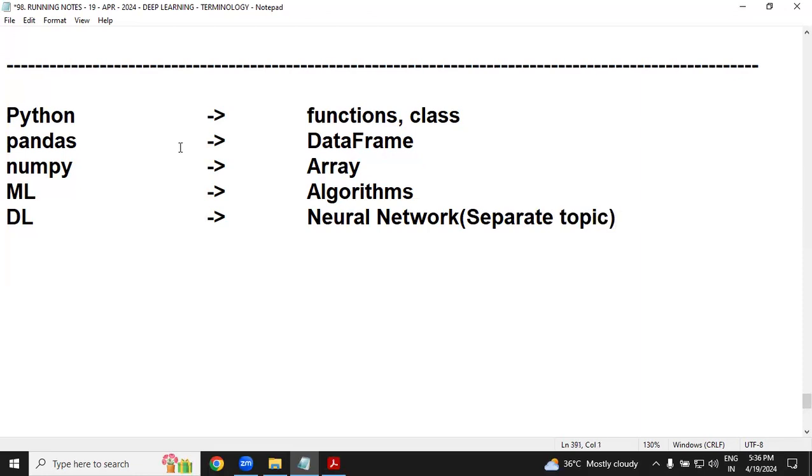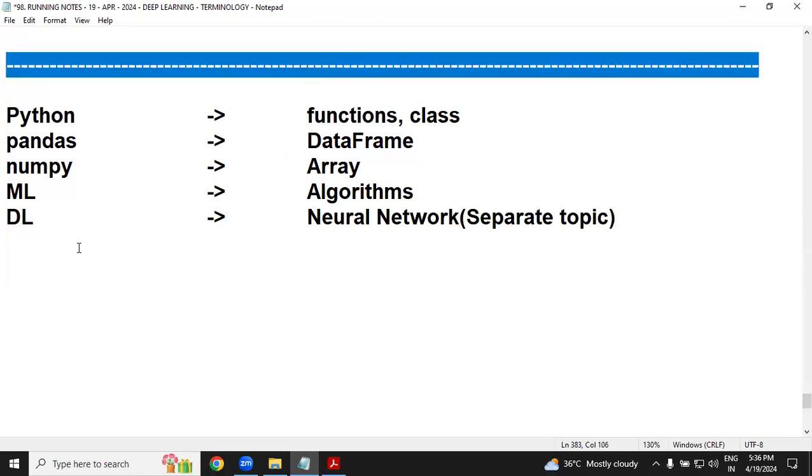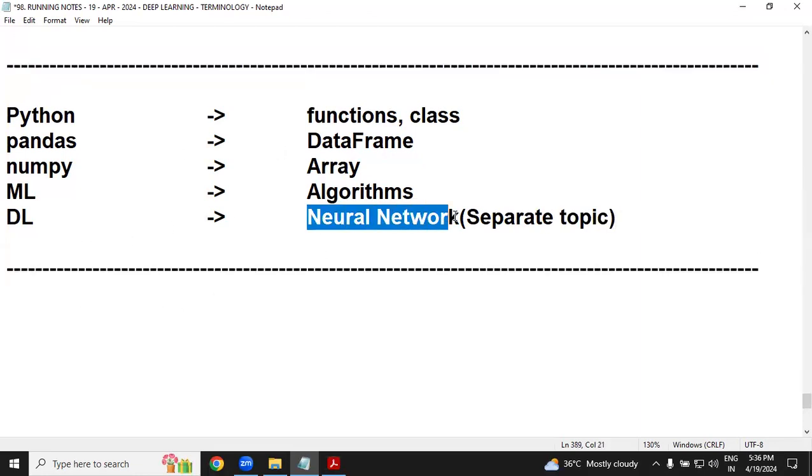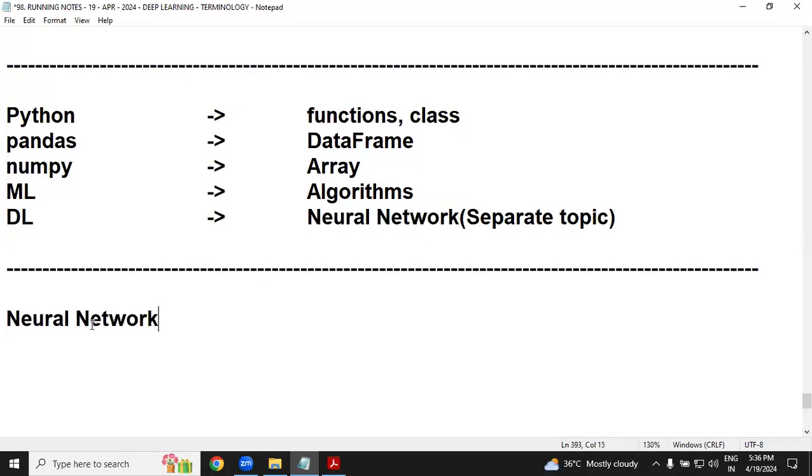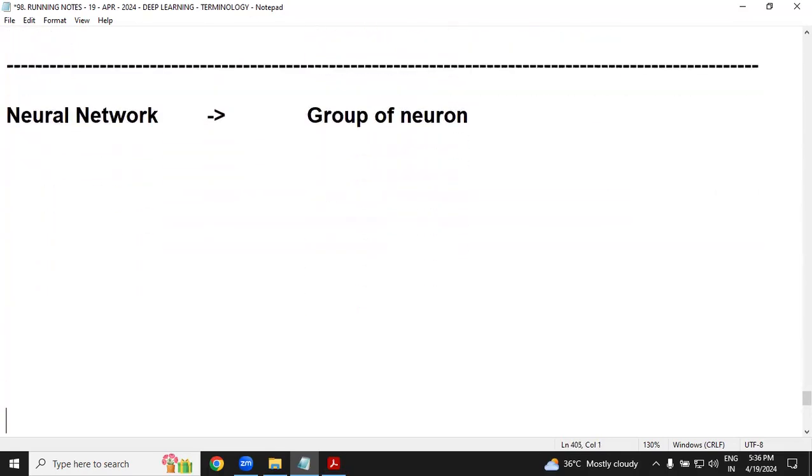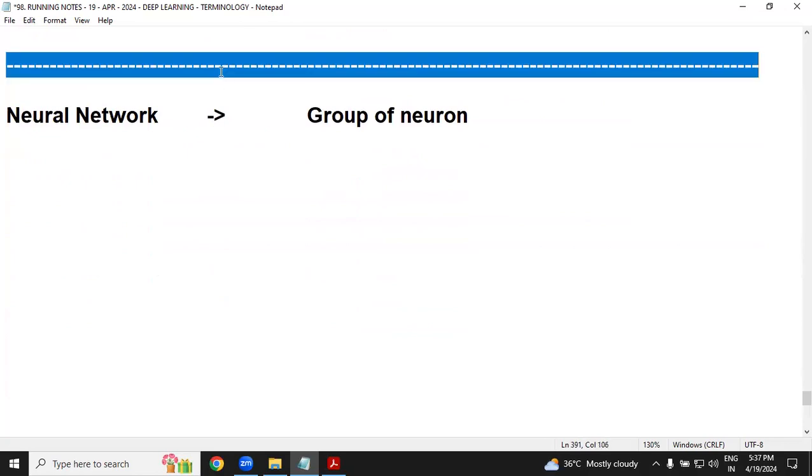In a neural network, it's very simple. Neural network means a group of neurons. Then you should understand what a neuron is. Let me give a one by one explanation.